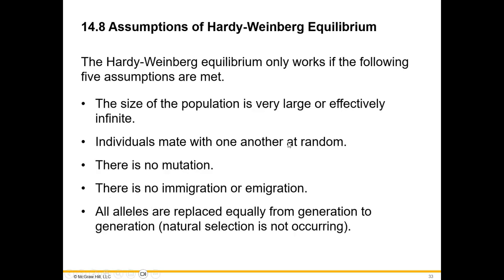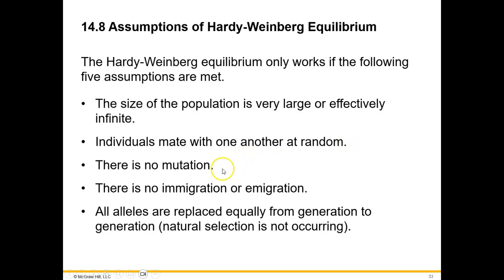The Hardy-Weinberg equilibrium only works, though, if the following 5 assumptions are met. So first, we have to have a size of the population that is very large or effectively infinite. We can't just take a small sample of, say, 20 monkeys or 20 turtles and expect to meet this equilibrium, because we have a very specific selection at that point. Also, we have to assume that individuals are able to mate with one another at random. So we aren't having effects of artificial selection. All of the individuals are able to mate together freely.